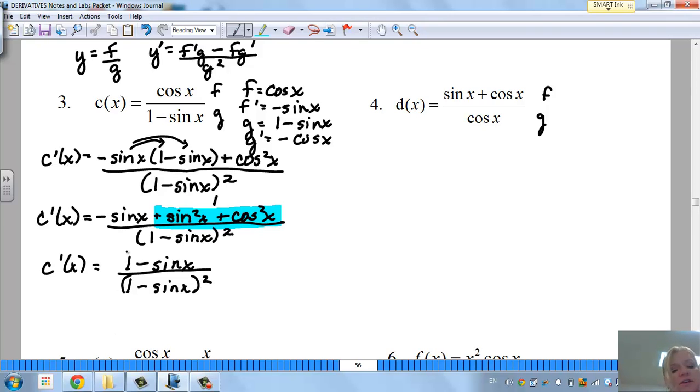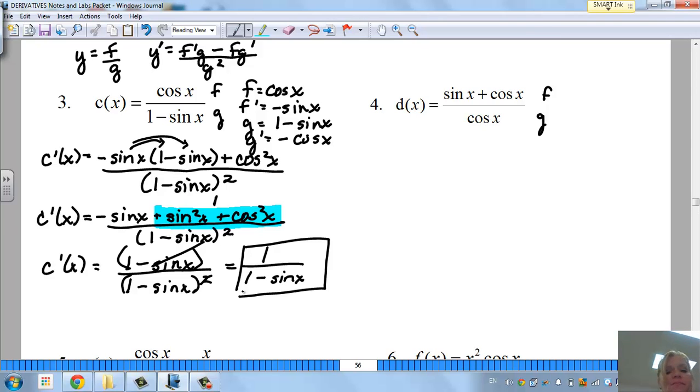Now this makes it easier for you. Put parentheses around this, and I can cancel this out. I end up with 1 over 1 minus sine x. Oh, I love it when that happens. That's a nice derivative. Okay, I have another quotient rule. I'm not going to rewrite this up here. I hope you know this, but we'll just leave it there for now.